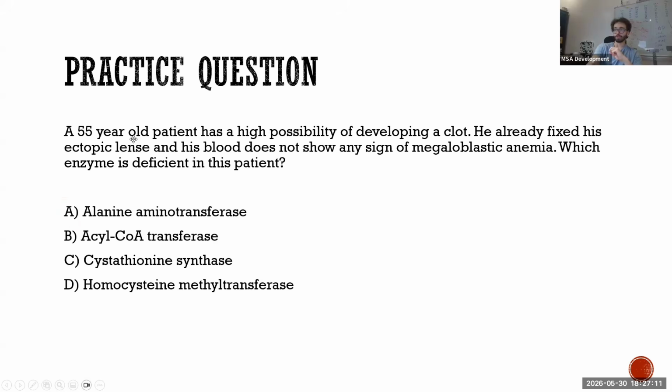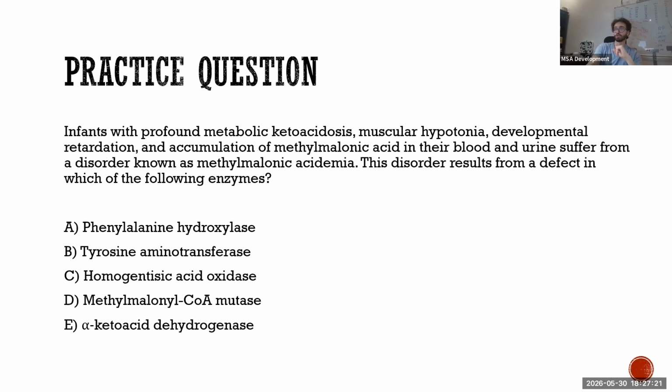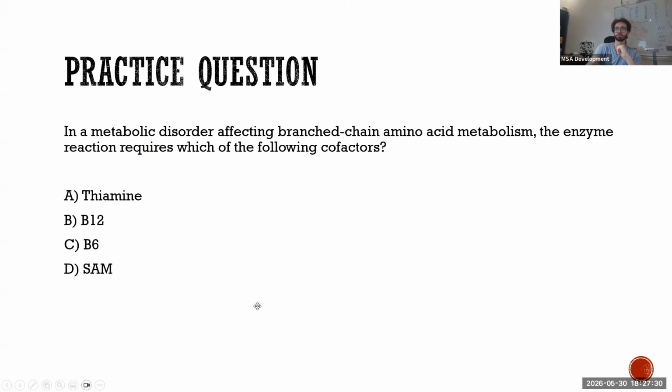Ectopic lens. Developing a clot. What is this? Cystathionine synthase. Homocystinuria. Okay, this question: it's about methylmalonic acidemia. It results from a defect in which enzyme? Methylmalonyl-CoA mutase.